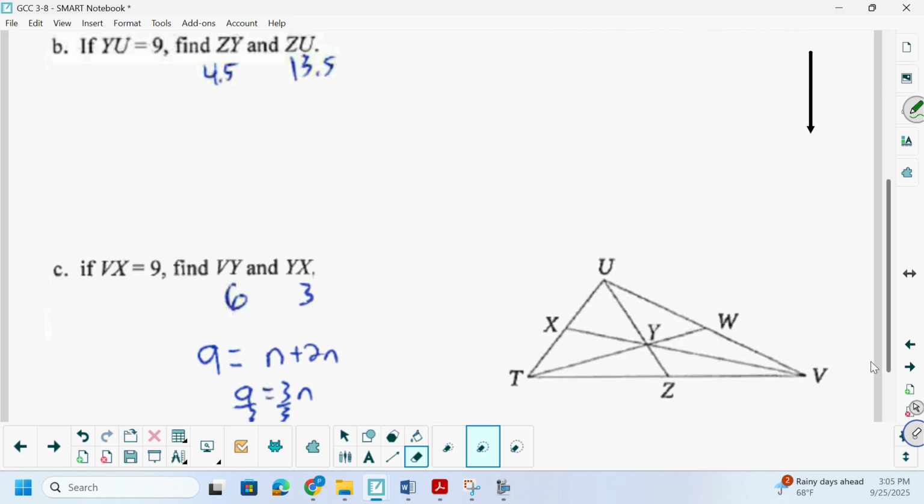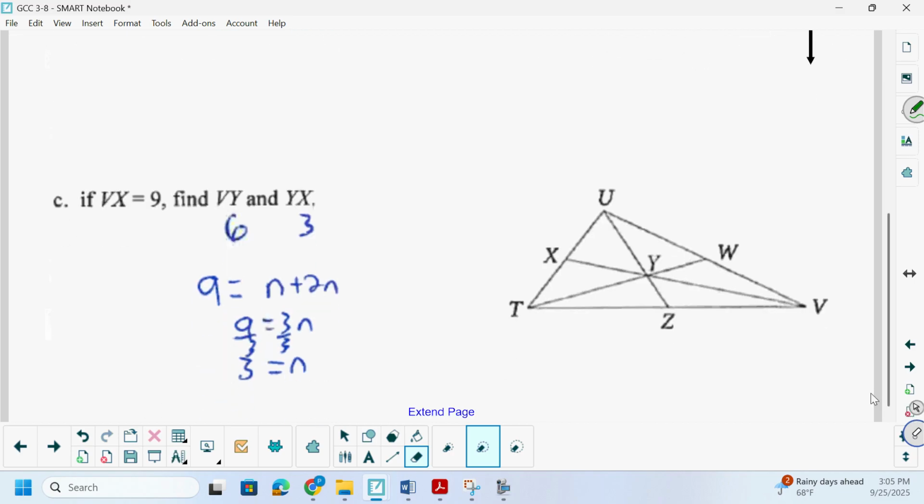And then VX, they gave us the big part was 9. So pick a variable that's not in the question. Can't use X or Y, those are in the question, so I chose to use N. So I called the short part N, so the long part would be double that, 2N, and now I have an equation that I can set up, which is from our first unit. If you have a part plus a part, it should equal the whole. Solve for N, we get N is 3, so therefore the VY is 6 and the XY is 3.